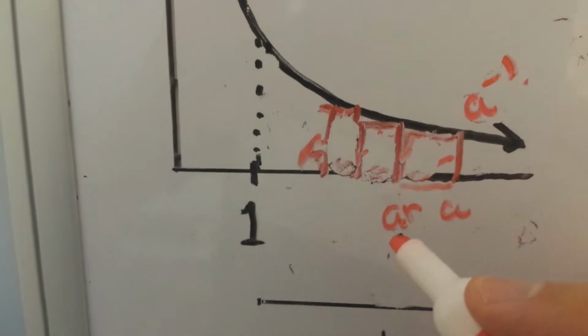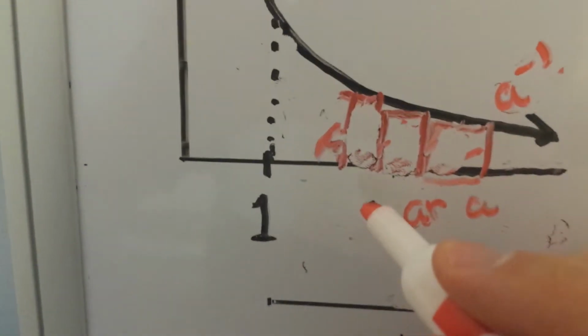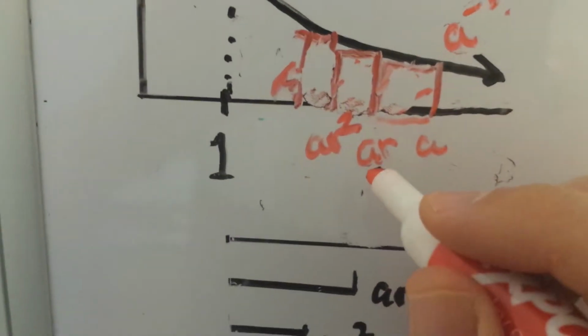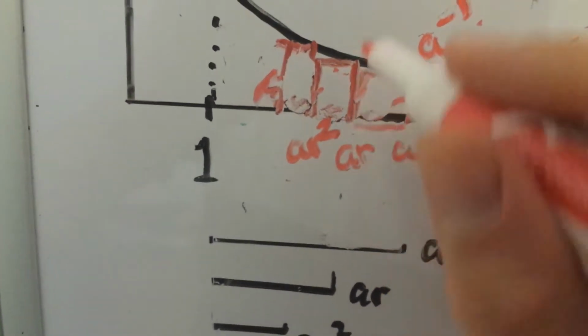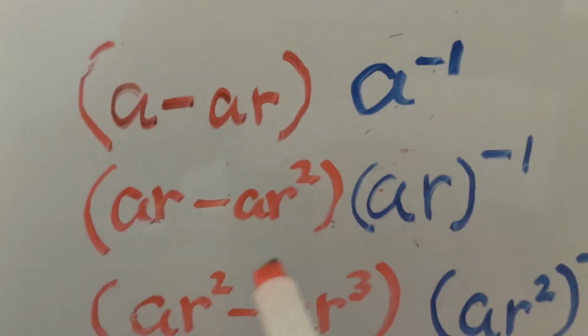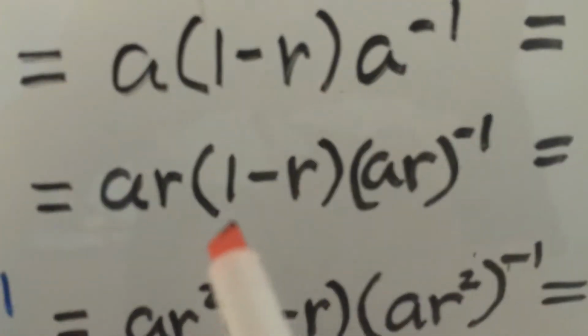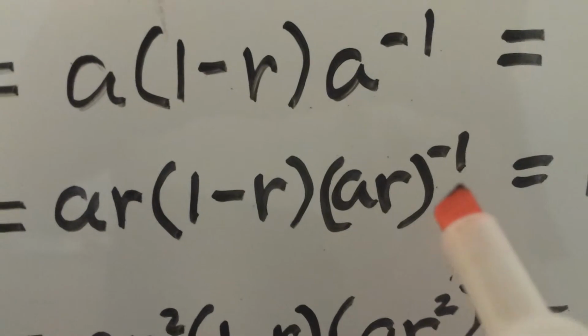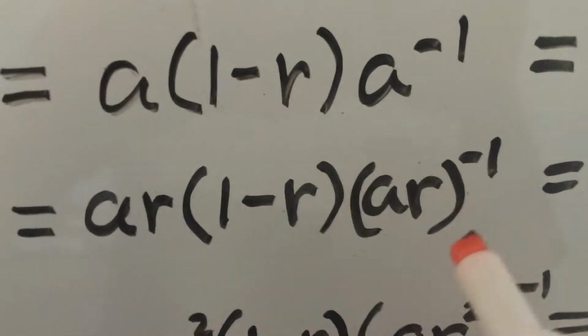And then for the next rectangle, we subtract ar squared from ar, multiplied by the height ar to the negative 1. Okay, and we can factor out the ar, so we get ar times 1 minus r times ar to the negative 1. And of course these cancel out, and the area is again 1 minus r.